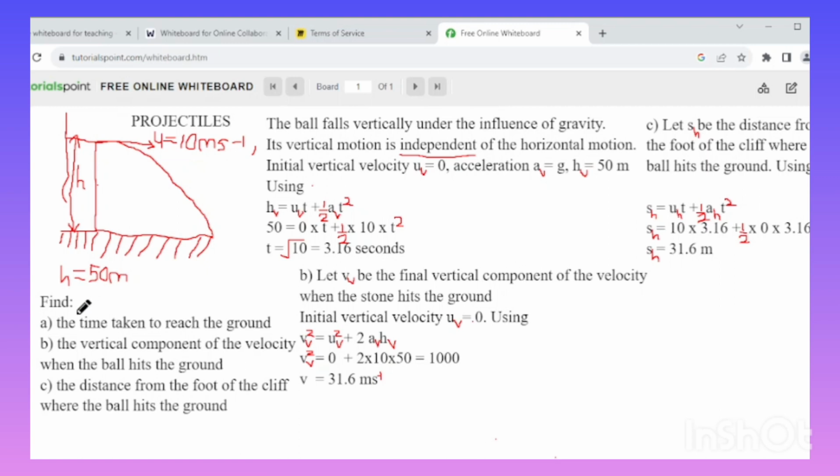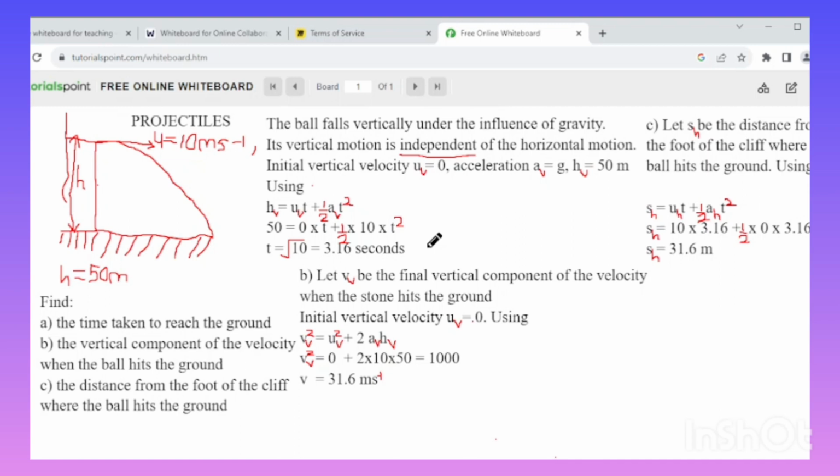We are to find: A, the time taken to reach the ground; B, the vertical component of the velocity when the ball hits the ground; C, the distance from the foot of the cliff where the ball hits the ground. We should note that in solving this type of question, the ball falls vertically under the influence of gravity.